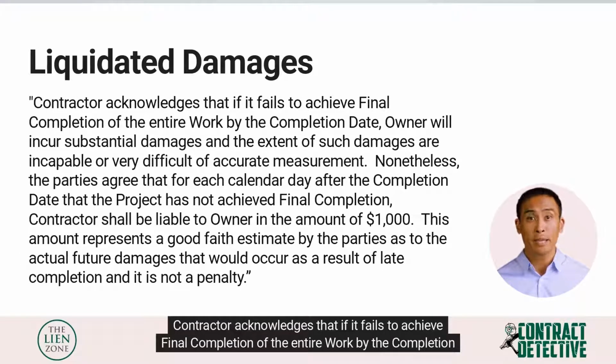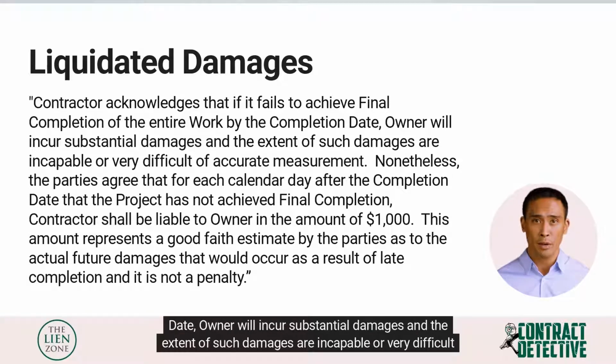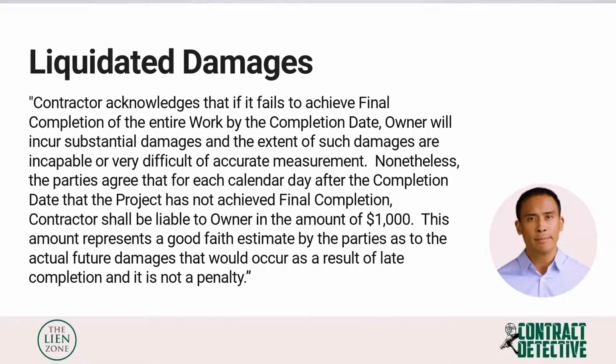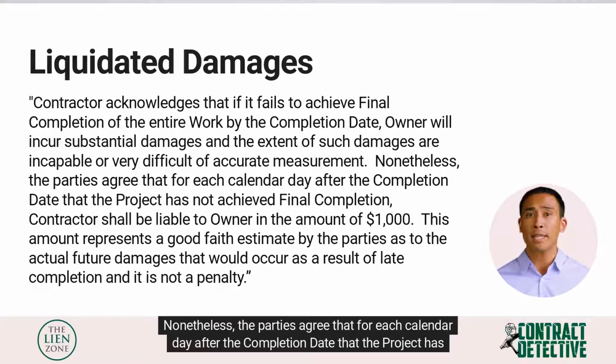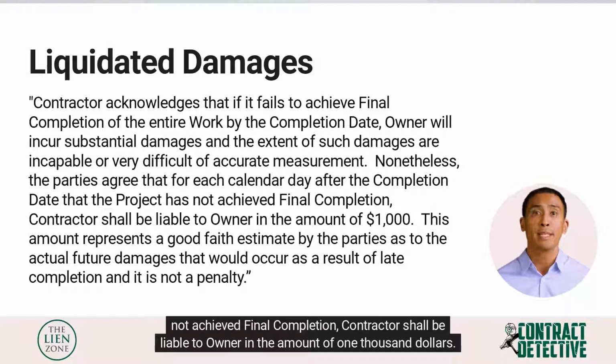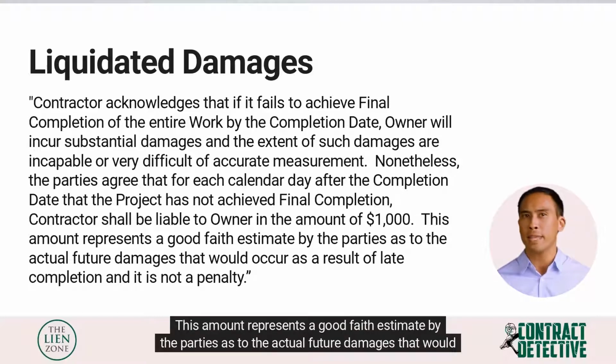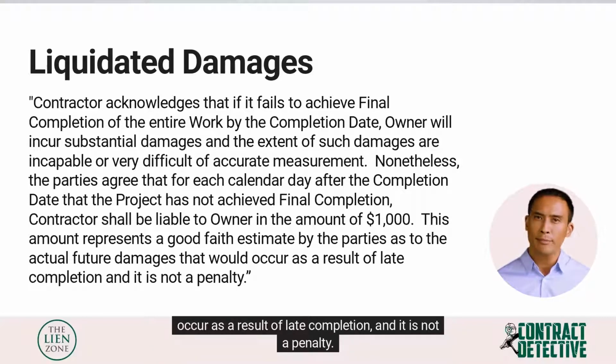Contractor acknowledges that if it fails to achieve final completion of the entire work by the completion date, owner will incur substantial damages, and the extent of such damages are incapable or very difficult of accurate measurement. Nonetheless, the parties agree that for each calendar day after the completion date that the project has not achieved final completion, contractor shall be liable to owner in the amount of $1,000. This amount represents a good faith estimate by the parties as to the actual future damages that would occur as a result of late completion, and it is not a penalty.